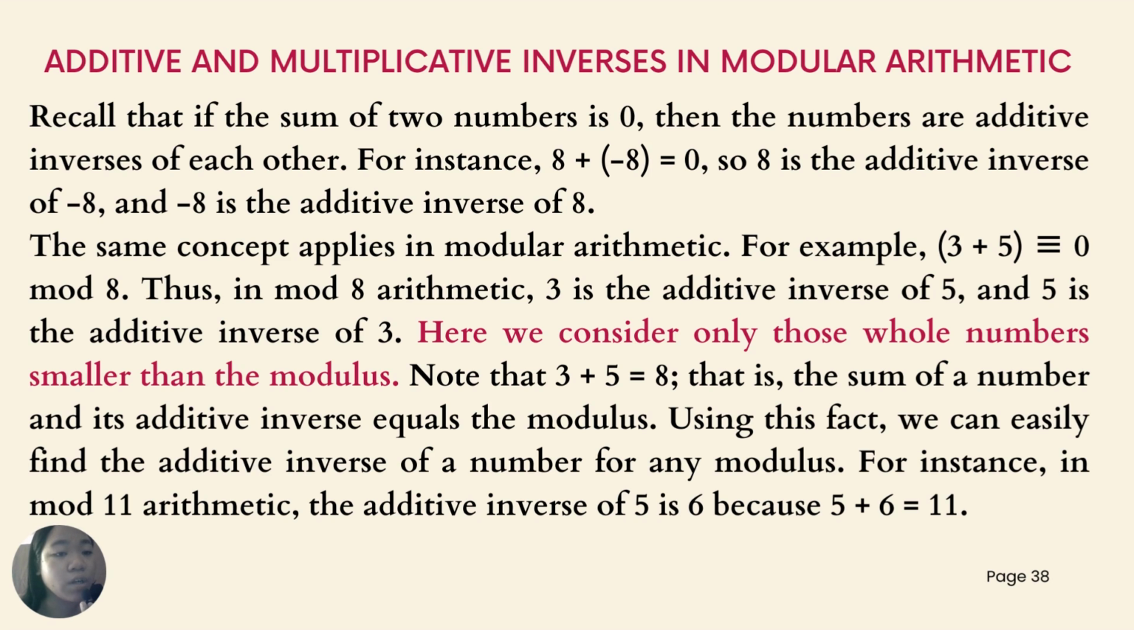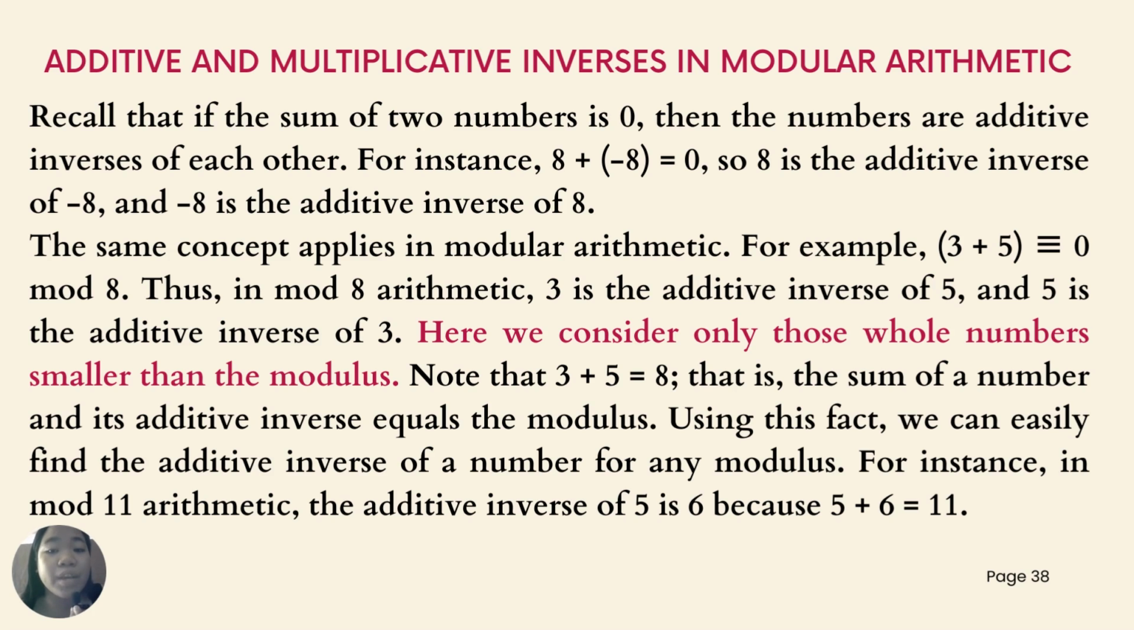Let's recall that if the sum of two numbers is 0, then the numbers are additive inverses of each other. For instance, 8 plus negative 8 is equal to 0, meaning 8 is the additive inverse of negative 8, and negative 8 is the additive inverse of positive 8. The same concept applies in modular arithmetic.